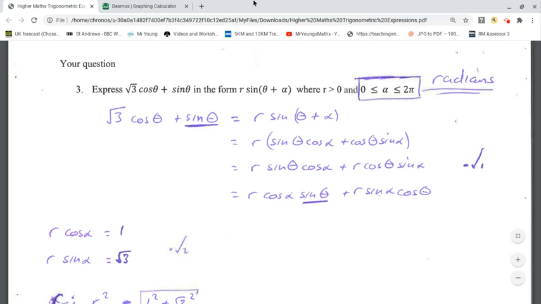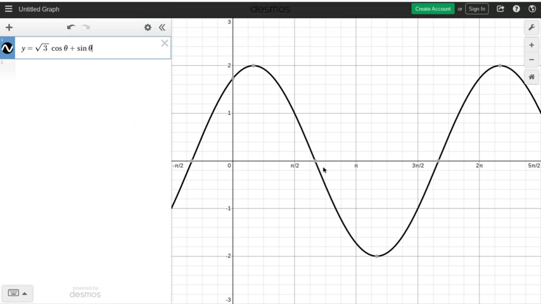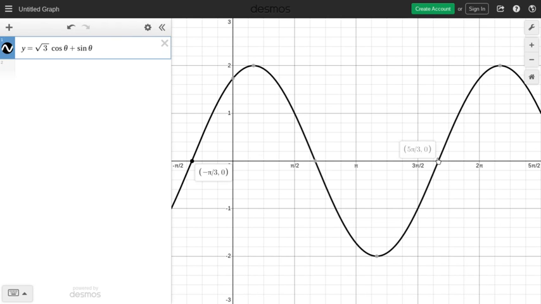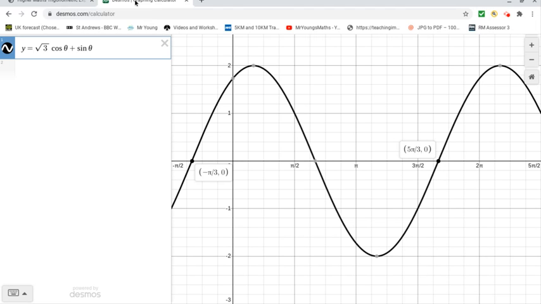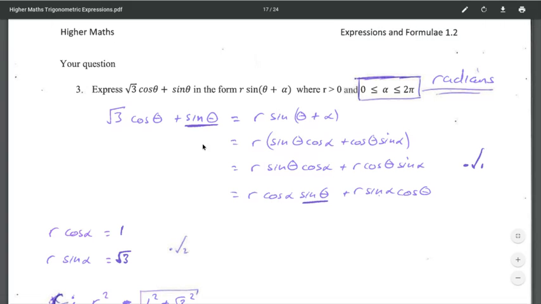Let's have a quick look at what it actually looks like. So again, it does look like a sine or cosine wave. The question asked us to write it in terms of sine, so it looks like a sine wave with an amplitude of 2 that's either been moved pi by 3 to the left or 5 pi by 3 to the right. So write it in the form r sine theta plus alpha.